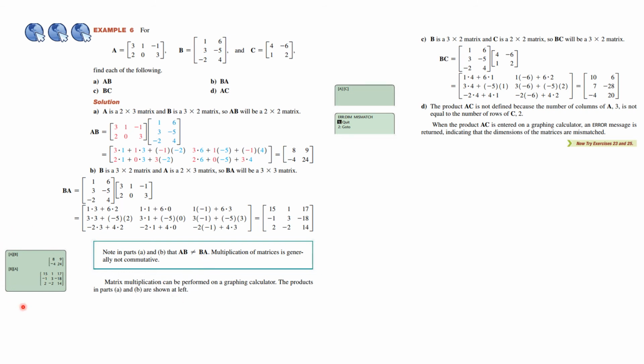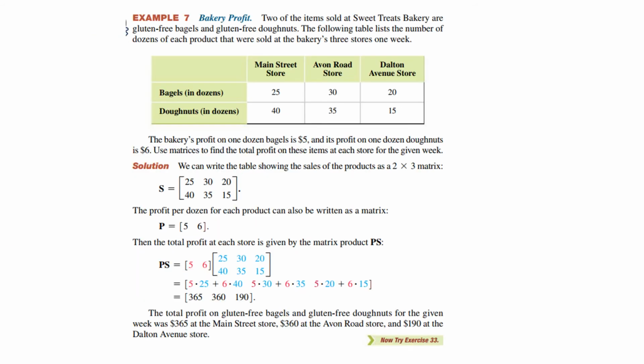You can also do this with your calculators. And so the last example, this is what you get. And A times C is, again, not defined, because here you have 2 rows and 3 columns, and here you have only 2 columns. So that is not going to be defined. Here's an exercise you can do to further test your understanding.